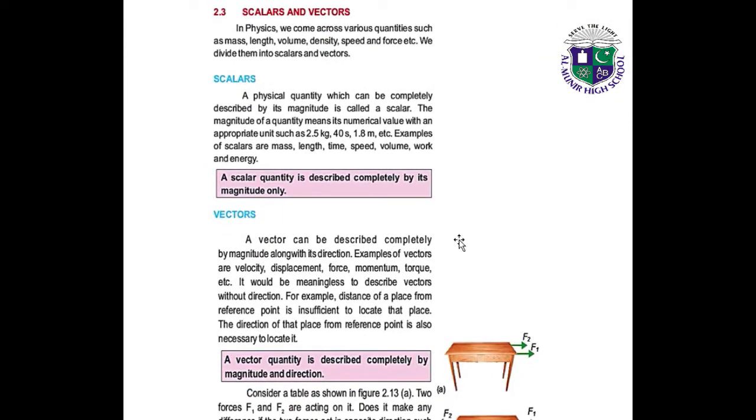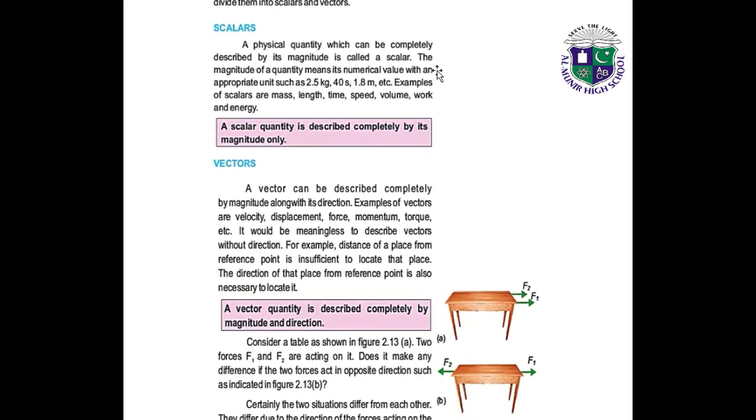Next, our topic is about scalars and vectors. What are scalars? A physical quantity which can be completely described by its magnitude is called a scalar. The magnitude of a quantity means its numerical value with an appropriate unit, such as 2.5 kg, 40 seconds, 1.8 meters, etc. Examples of scalars are mass, length, time, speed, volume, work, and energy. So we can say that a scalar quantity is described completely by its magnitude only.